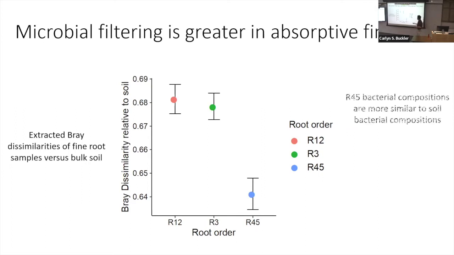And so what we see here is that absorptive and intermediary fine roots have bacteria that are more dissimilar to the surrounding bulk soil, whereas the transportive fine roots, their bacteria are more similar to the surrounding bulk soil. So this is indicating to us that there is less selective pressure being applied by transportive fine roots on the surrounding bacteria in the environment or in the soil.